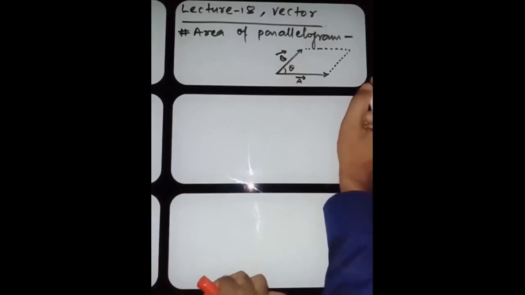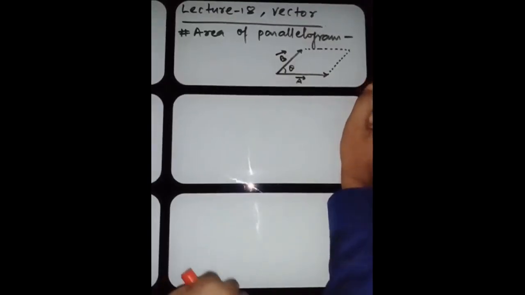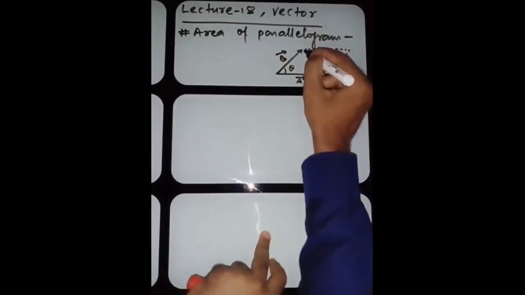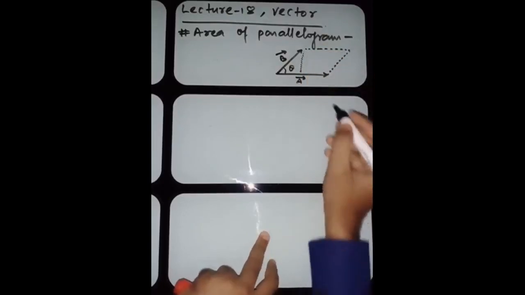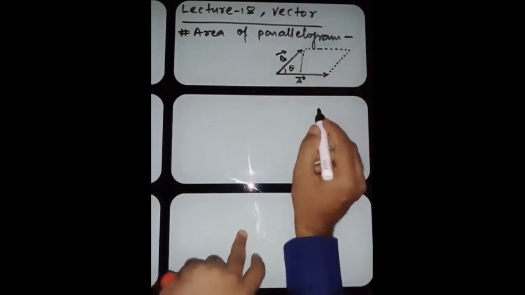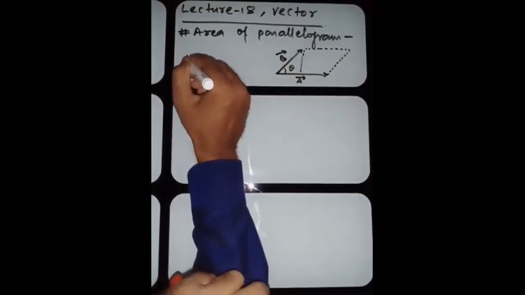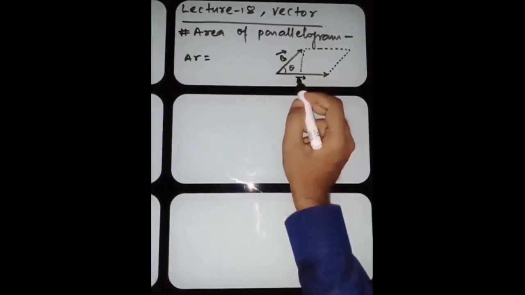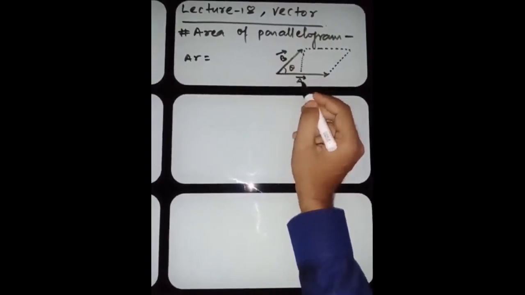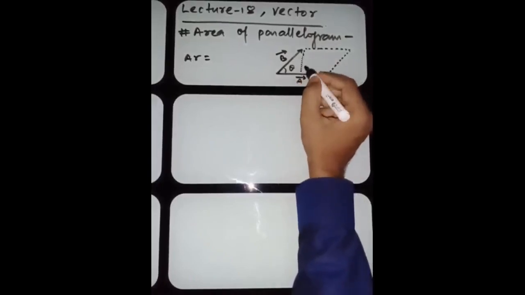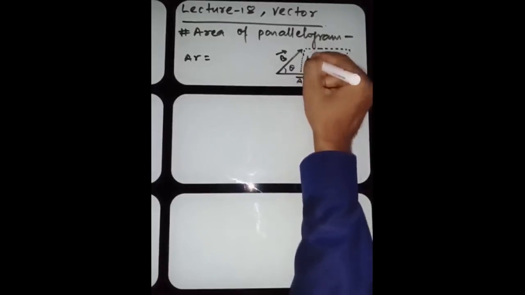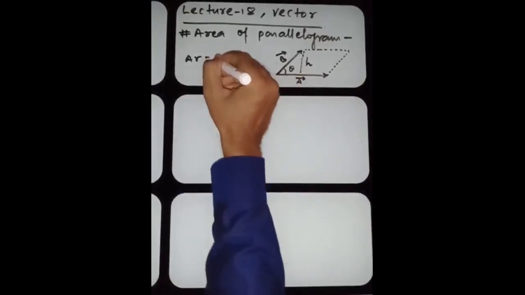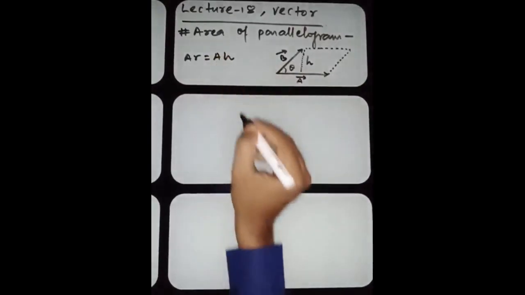Okay. Now how will we find the area? So we know that the area of a parallelogram is base into height. Do you remember the area of a parallelogram in geometry? You have studied it, my dear students. So here this is the height h. Now the area will be the base itself, the magnitude a, into height h.